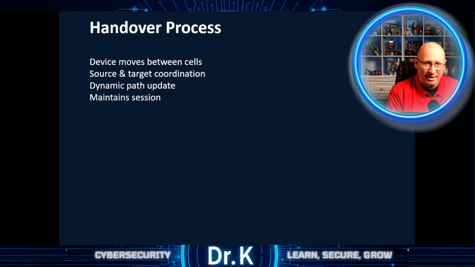Cellular networks treat mobility as a built-in capability rather than an afterthought, and when devices move between base stations, the system performs a handover. The source base station coordinates with the target base station and the core entities to transfer that data. Data forwarding paths update dynamically to maintain that session continuity. This process happens in milliseconds and is typically invisible to most users. Mobility management is deeply integrated into that cellular design.